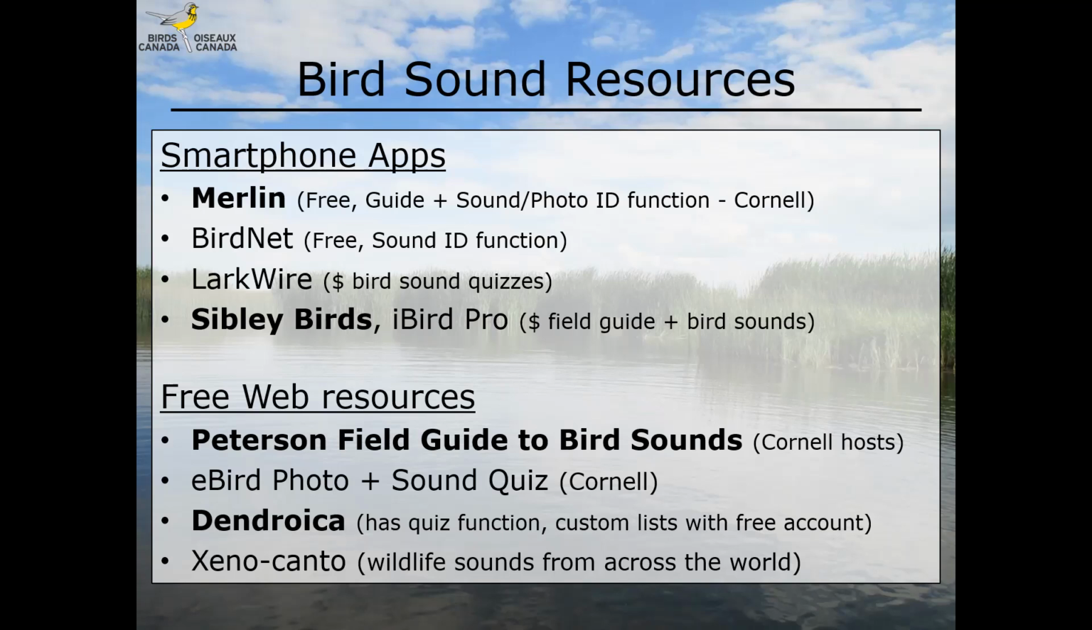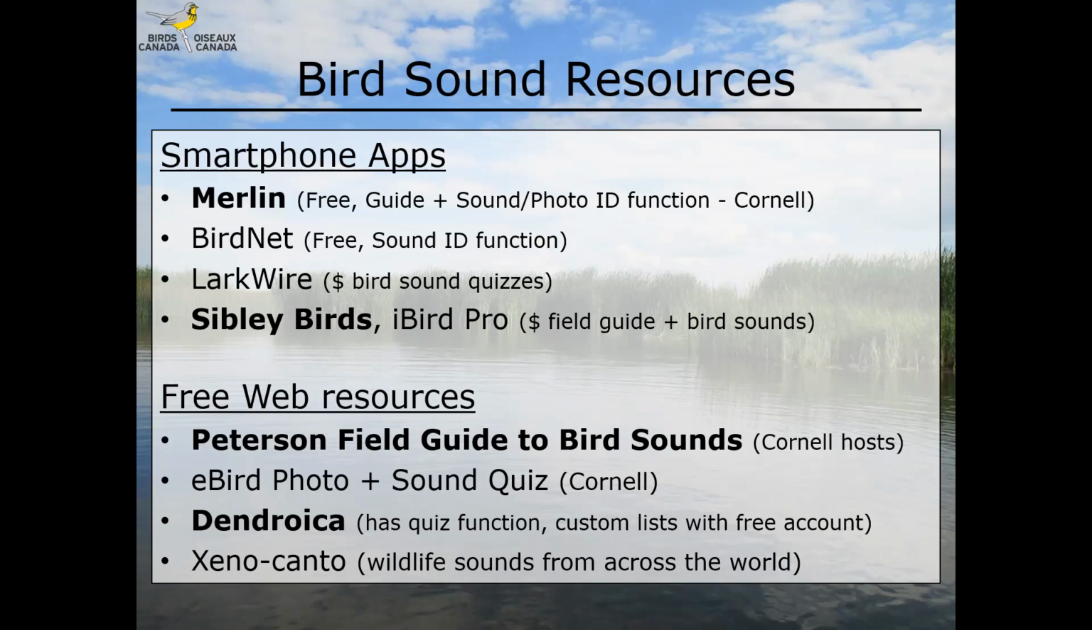The one big caveat, and this goes for anything that's got those ID functions, it's suggesting a possible ID. It is by no means absolutely certain all of the time. So you really do have to make sure that what Merlin is suggesting to you, you're double checking, going, oh yeah, that does sound like a red-winged blackbird, because they do make mistakes. They are not perfect. So Merlin's a great one. BirdNet is similar. It's another Cornell collaboration. It's just more of a sound ID function. I don't use BirdNet very much.